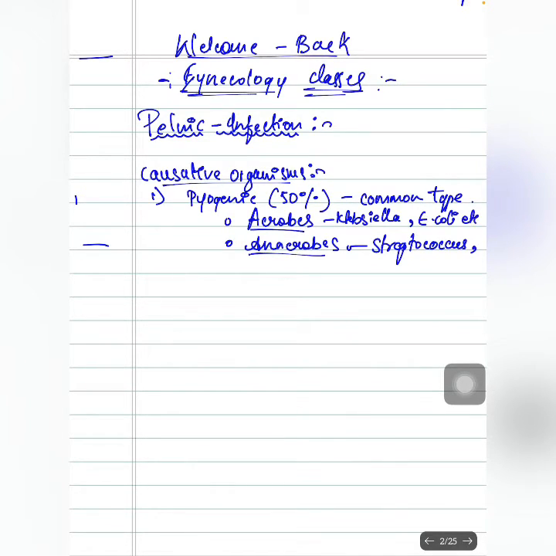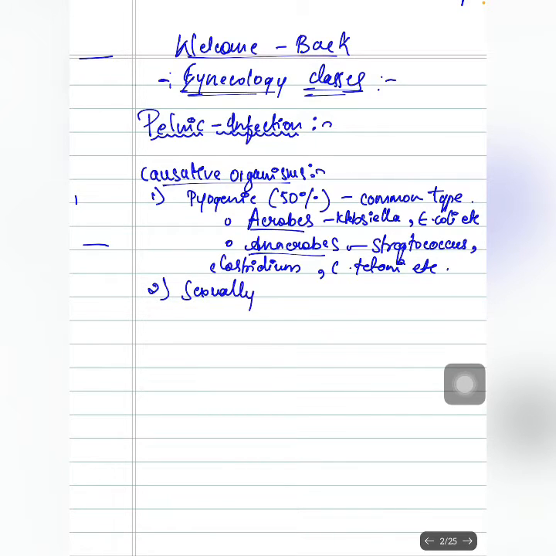In anaerobes you will see Streptococcus, Clostridium and C. tetani, etc. The gram negatives are mainly Bacteroides.